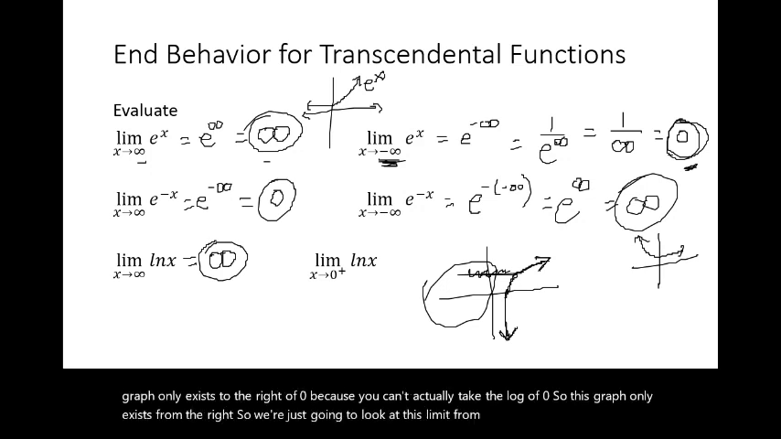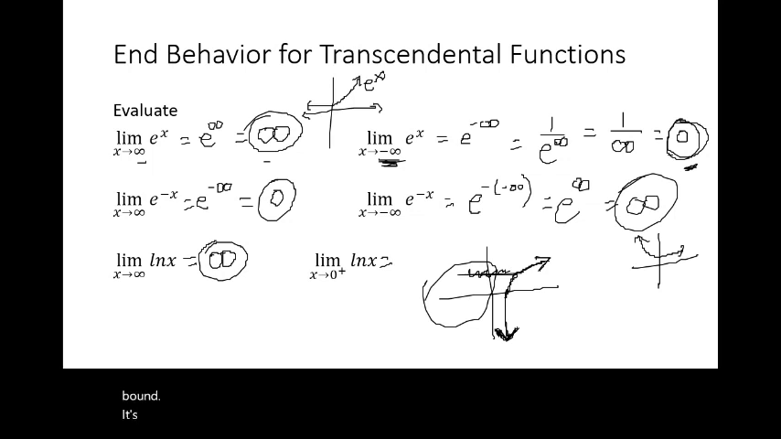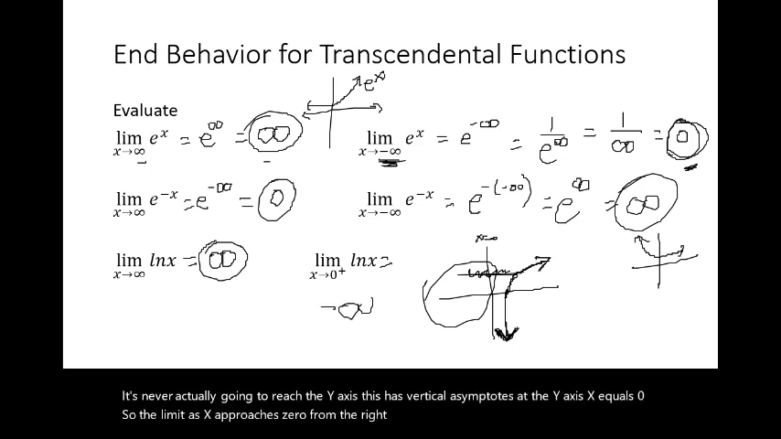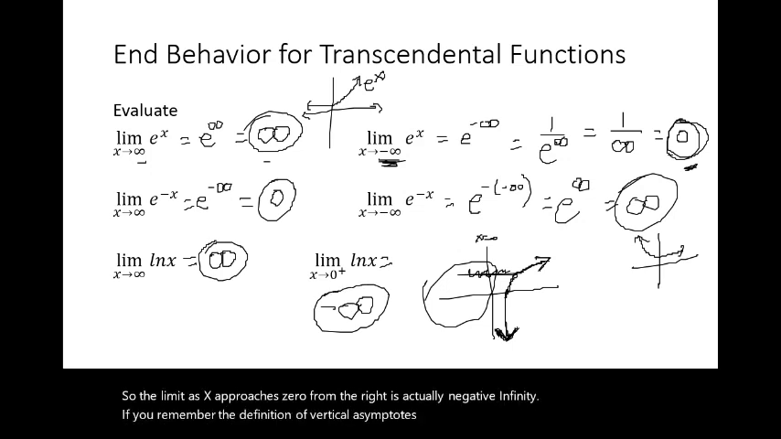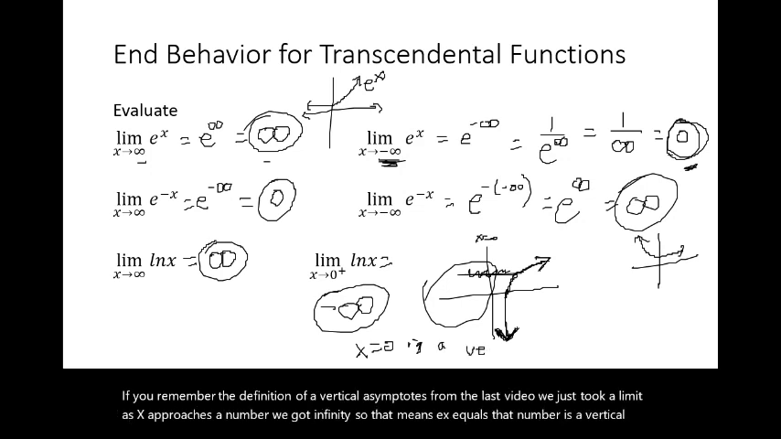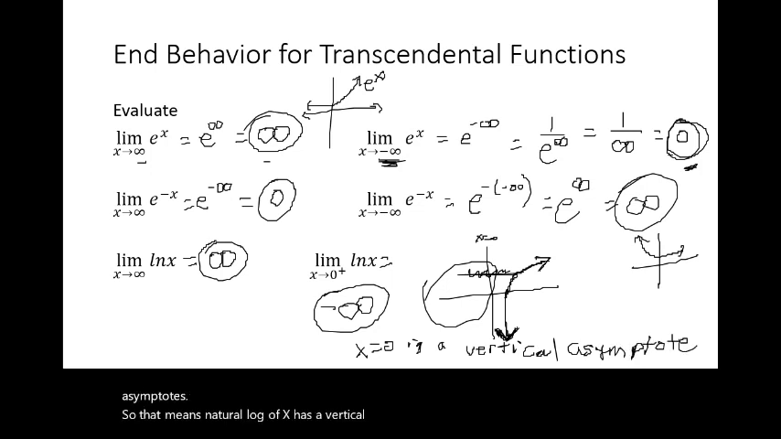Now, as x gets closer and closer to 0 from the right, the y-coordinates are going to decrease forever and ever without bound. It's never actually going to reach the y-axis. This has a vertical asymptote at the y-axis, x equals 0. So the limit as x approaches 0 from the right is negative infinity. If you remember the definition of a vertical asymptote from the last video, we took a limit as x approaches a number and we got infinity. So that means x equals that number is a vertical asymptote. So natural log of x has a vertical asymptote at the line x equals 0.